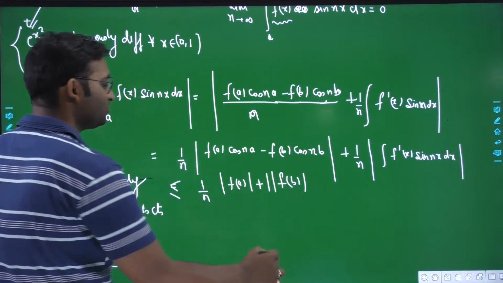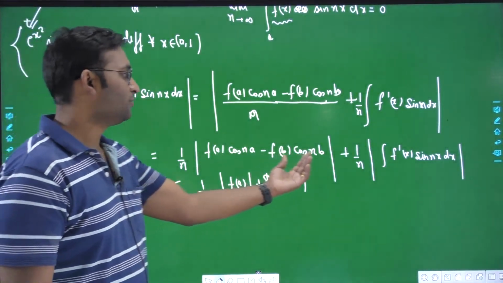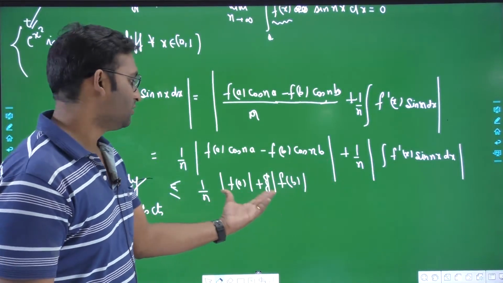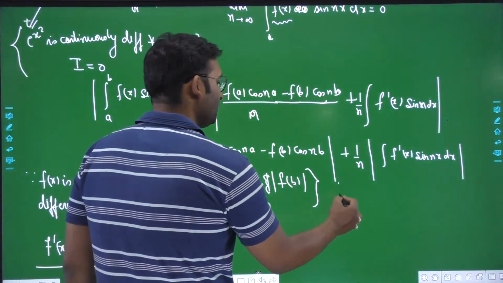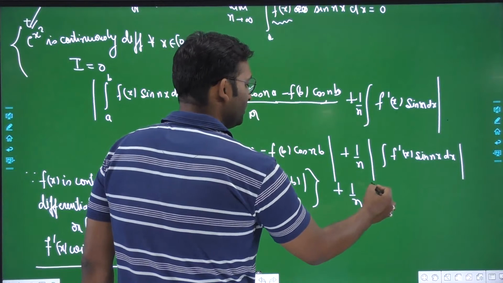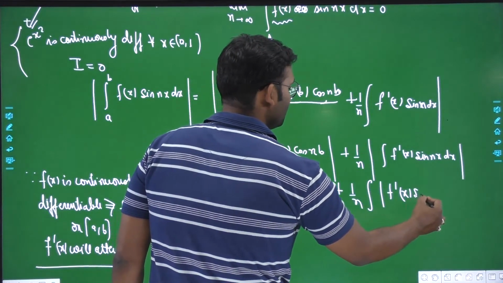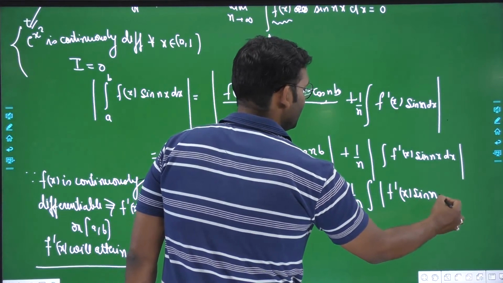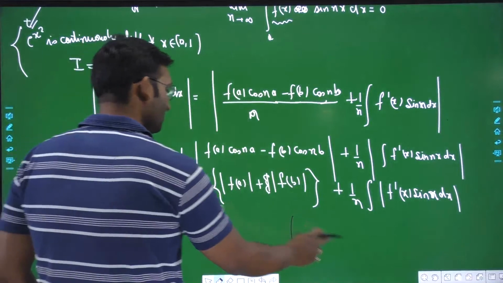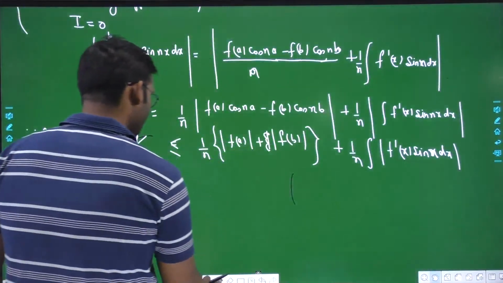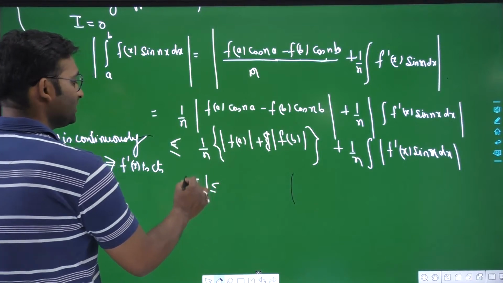This I think you should be able to clearly understand, because cos of n a modulus is less than or equal to 1, cos of n b modulus is less than or equal to 1, so you are getting fa and fb plus 1 upon n, and here we get integral modulus of f dash x into sine nx dx. Now, what you are getting next? See, the required integral modulus is less than or equal to.